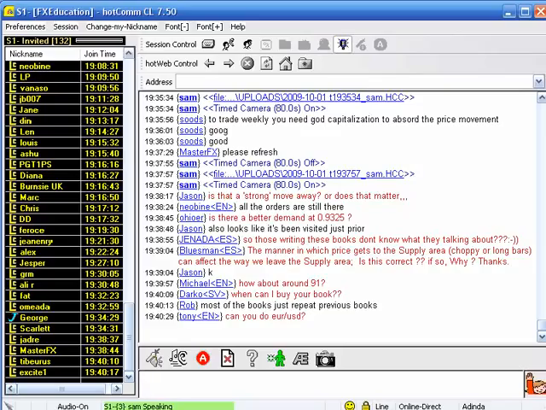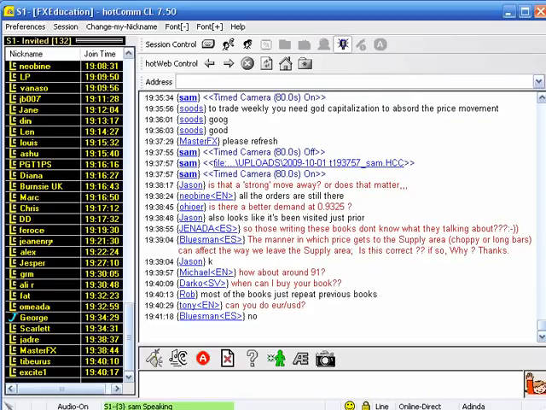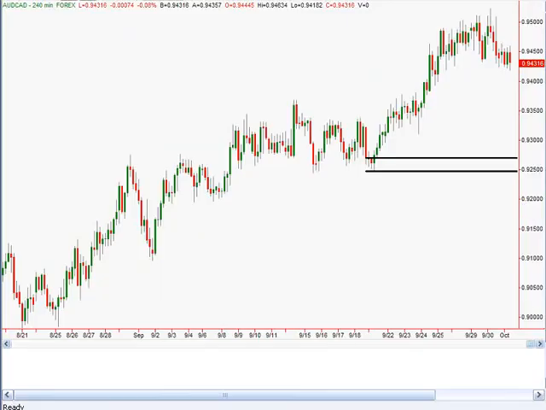Okay, and another question here from Bluesman. Bluesman, you from Chicago? The manner in which price gets to the supply area, choppy or long bars, can affect the way it leaves the supply area. Is this correct? If so, why? Yes, absolutely. What he's saying is the way that price reaches a level, and he didn't say this, but I'll add this to it, goes hand in hand with how it leaves the level. Let me show you an example.